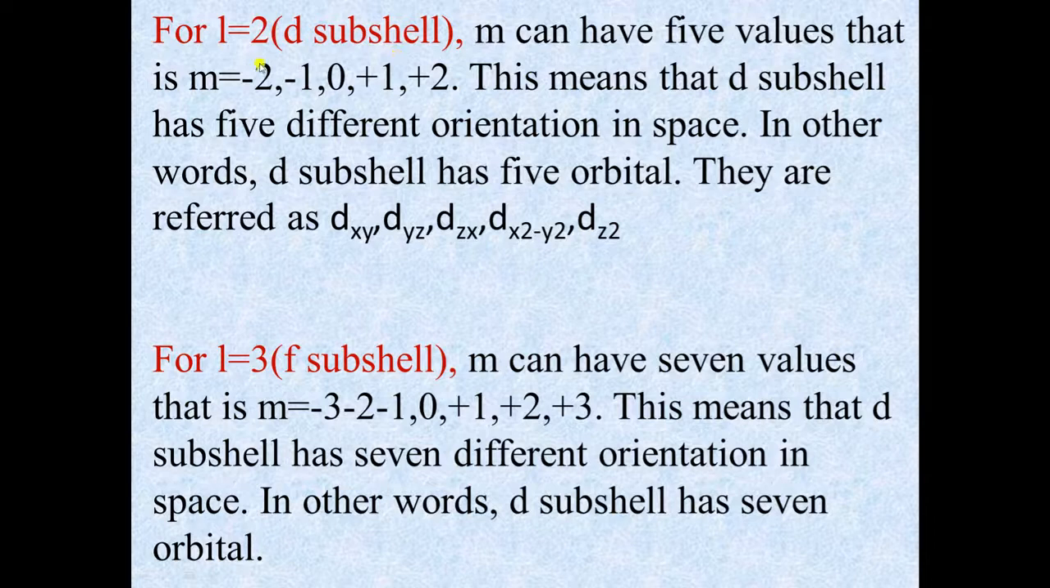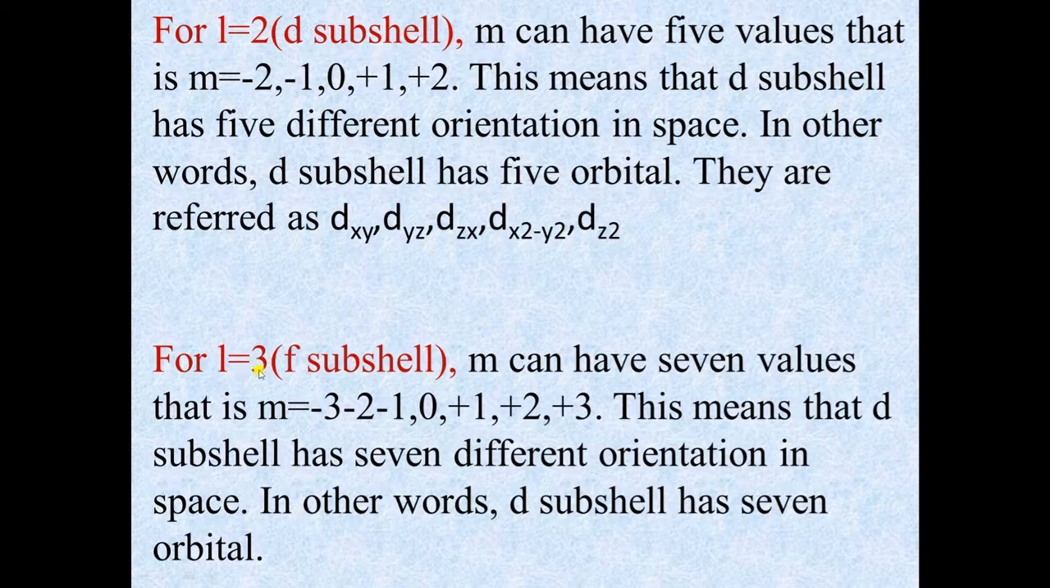So possible value of m can be minus 2 to plus 2. That is minus 2, minus 1, 0, plus 1 and plus 2. So it means that d subshell has 5 different orientations in space. That means 5 orbitals. And these 5 orbitals are dxy, dyz, dzx, dx square minus y square, dz square. You should know these orbitals which are present in d subshell.